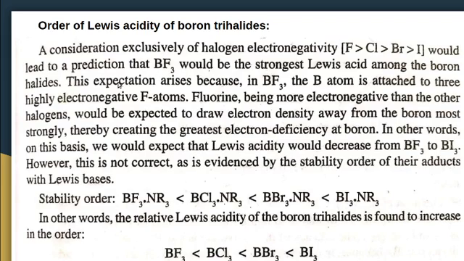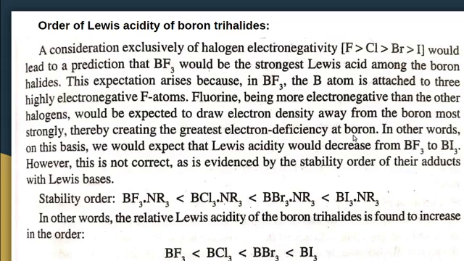This expectation arises because in BF3 the boron atom is attached to 3 highly electronegative fluorine atoms. So fluorine, being more electronegative than other halogens, would be expected to draw electron density away from the boron most strongly, thereby creating the greatest electron deficiency at boron.